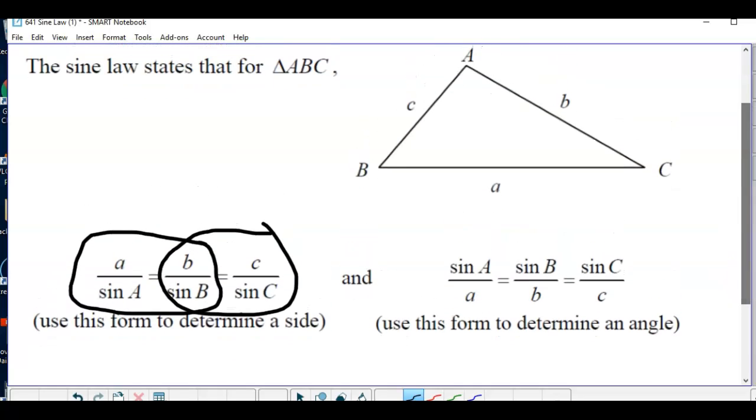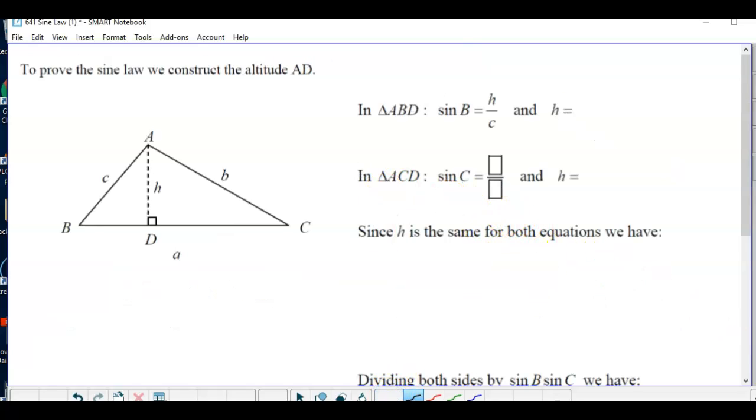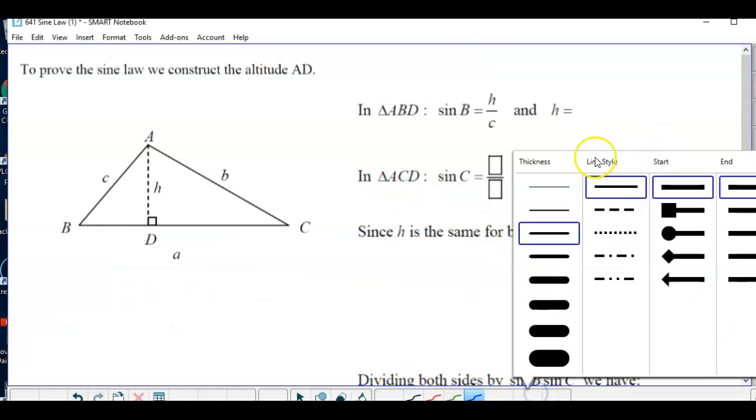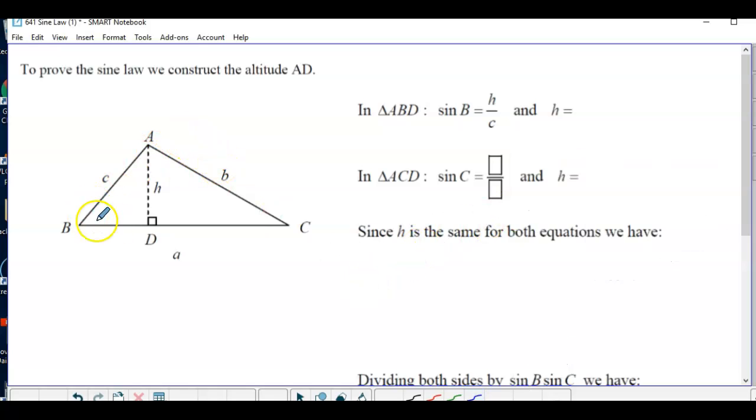We want to look at why it's true, so let's develop it. Here's the oblique triangle. Vertices are usually capital letters if we're using letters, and opposite those capital letters, the sides are lowercase. Sometimes you'll be given angles and asked for side C, and you have to know that side C is opposite angle C. Side B is opposite angle B. Side A is opposite angle A.